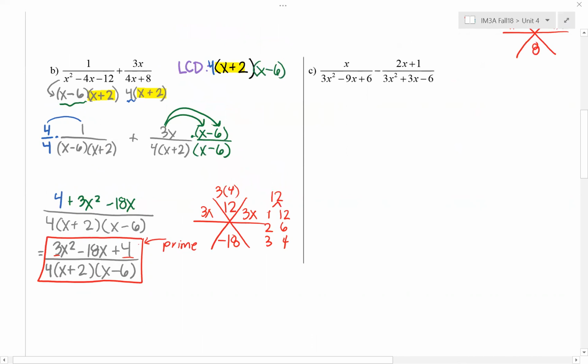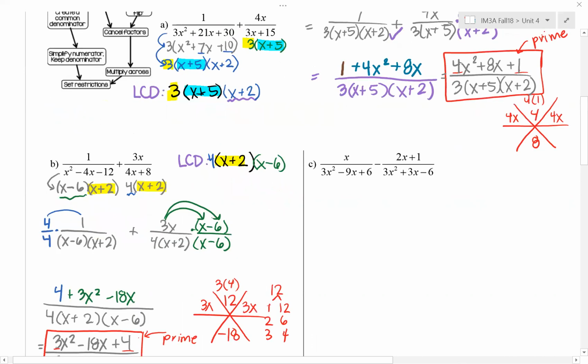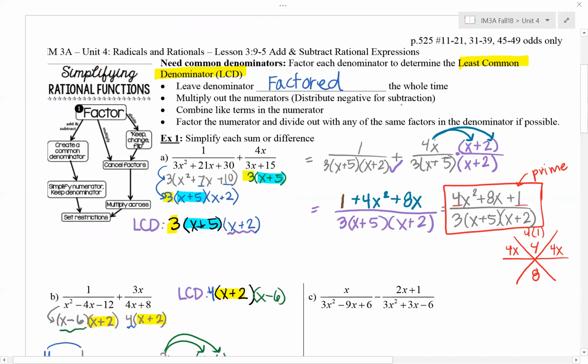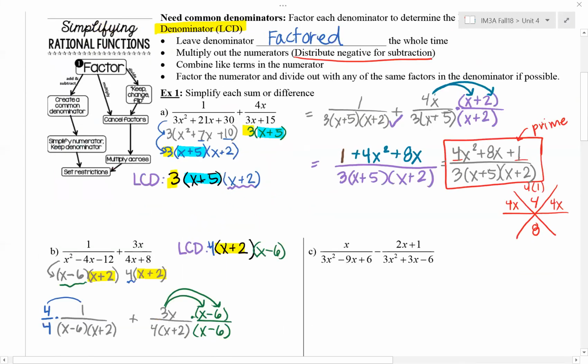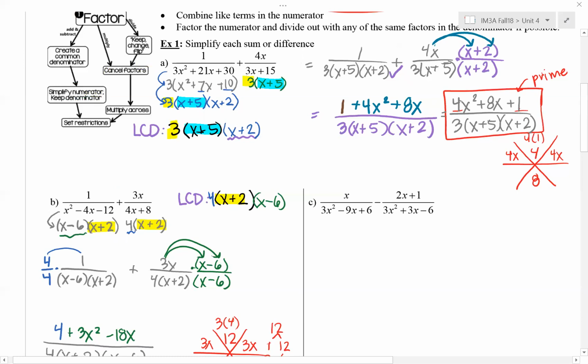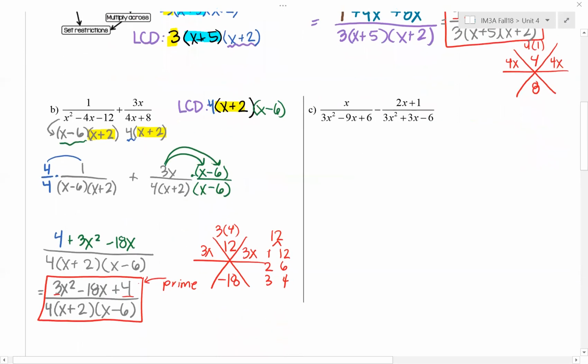So these are both addition. Notice that this one's subtraction. So when I'm simplifying my numerator, it says that I have to distribute my negative for subtraction. So what I want to make sure is I'm kind of like attaching that negative to the expression in some way. Okay, so we're going to start the same way.